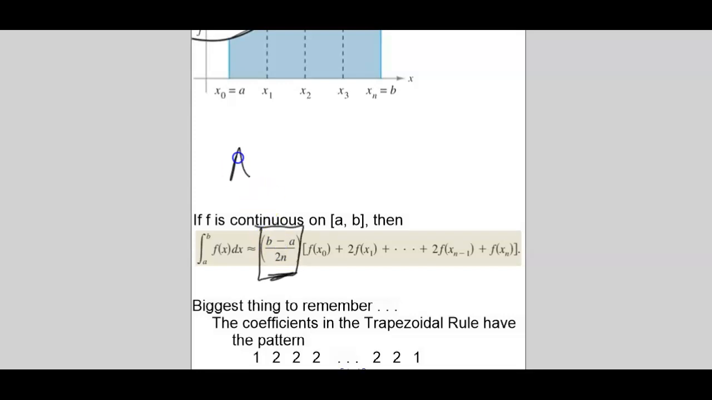Also make sure you know how to find delta x again. Remember, delta x is how wide each trapezoid is, so that's going to be b minus a over n. Don't forget that, b minus a over n. Essentially, this is the same thing, b minus a over n, just times 1/2. If you multiply by 1/2, that's what this is.